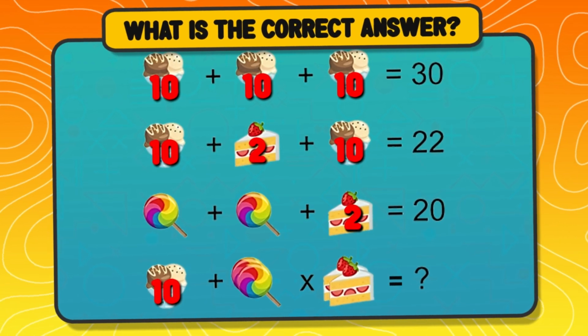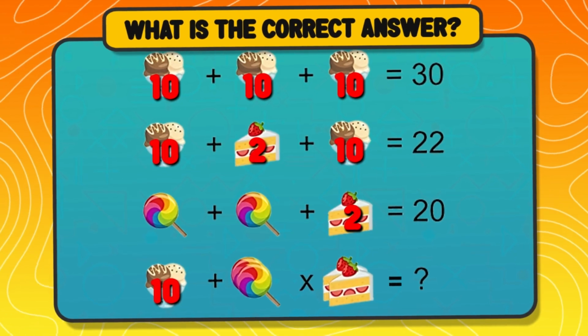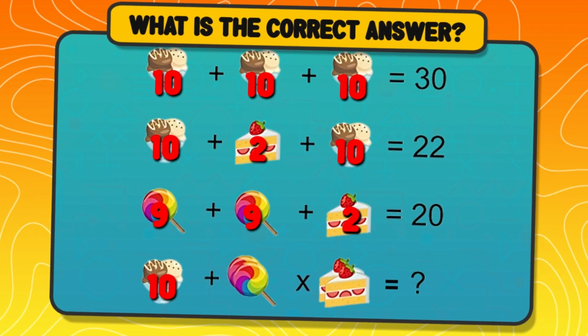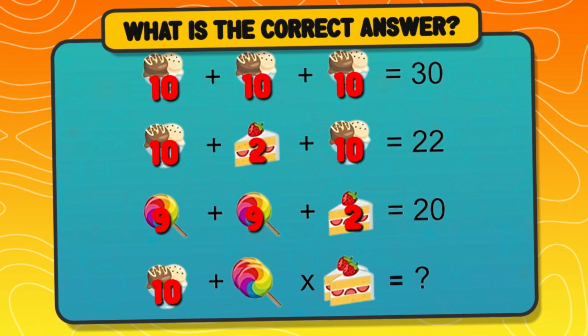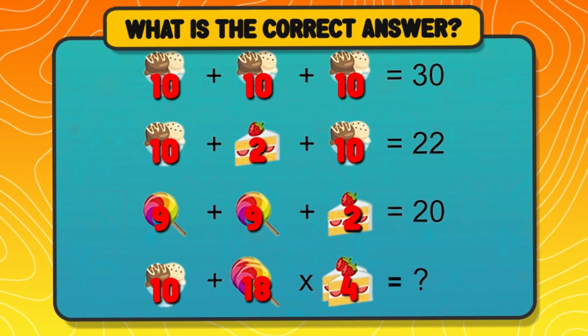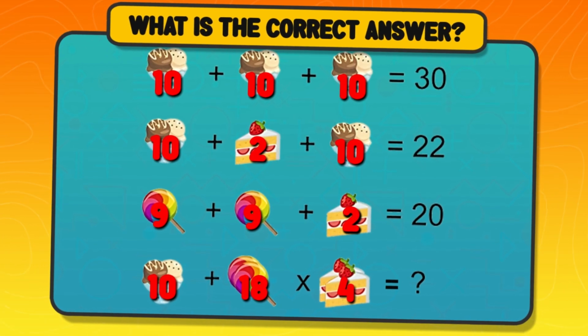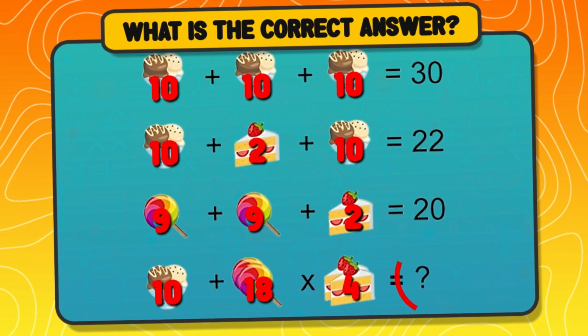In the third row, the answer is 20. We know the cake is 2, so the lollipop is 9. In the fourth row, all the values are known. First, we multiply 18 by 4, then add 10, and the final answer is 82.